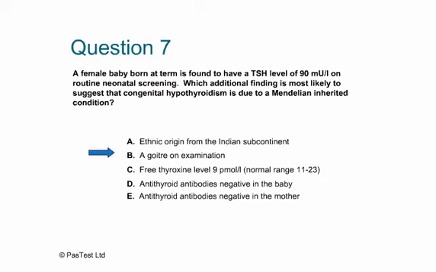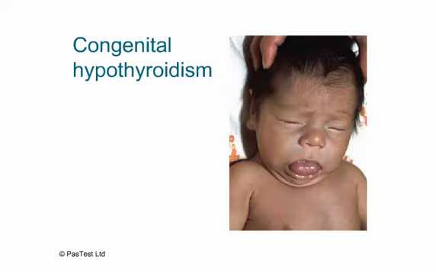Autoantibodies in the baby and the mother are useful if there is passage of autoantibodies to the baby, therefore destroying the thyroid gland. They're not useful to determine Mendelian inherited thyroid disease. This is a picture of a child with congenital hypothyroidism who has not been treated, with rather coarse facial appearance, protruding tongue and a hoarse cry.